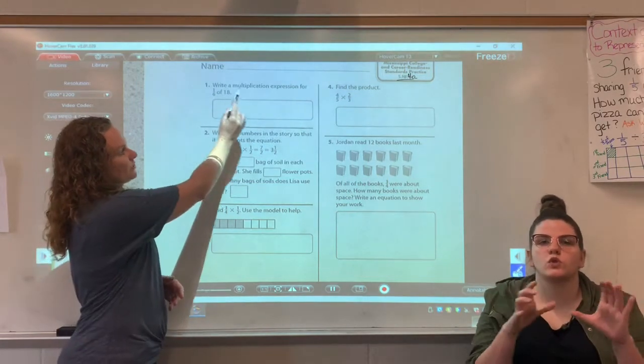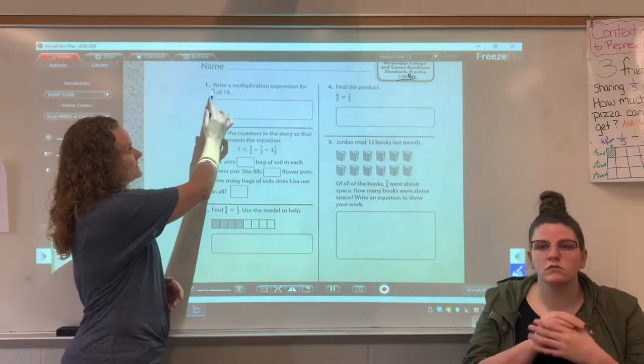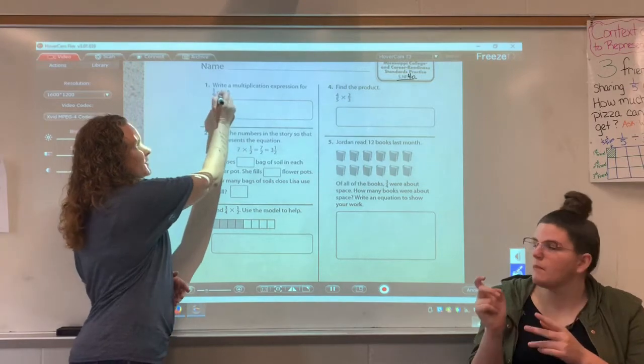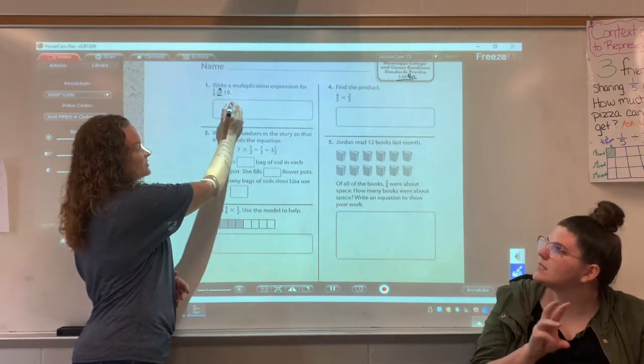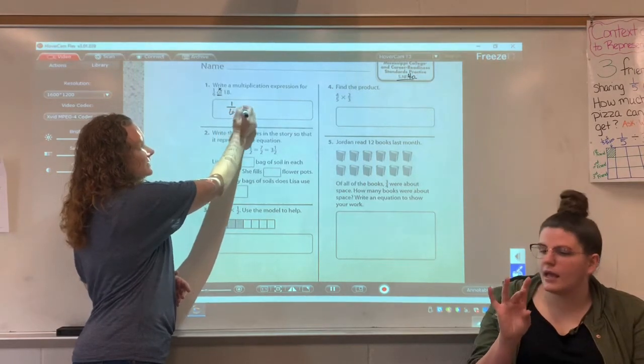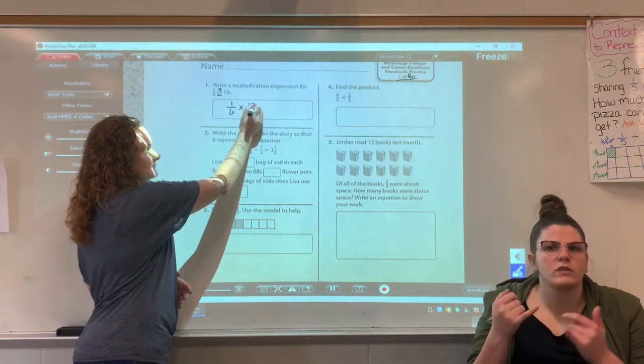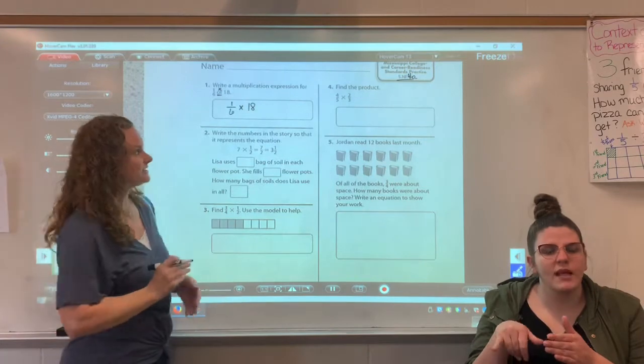This one says write a multiplication expression for 1/6 of 18. We've talked about the word "of" meaning to multiply. So we are simply writing the expression to say 1/6 times 18. It didn't ask us to solve it, just an expression.